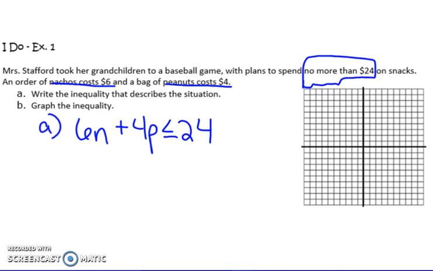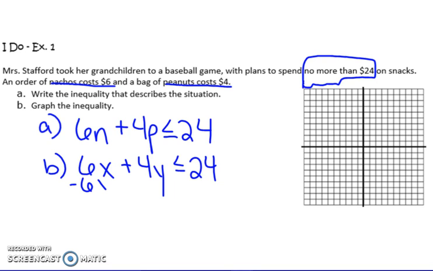Now, if we think about standard form, x always comes first. So to be able to graph this, we're going to change this to 6x plus 4y is less than or equal to 24. And x is always going to come first, so if you use different letters to write the initial problem to help you visually, that's fine. Just make sure when you convert it to slope-intercept form, you change it to x and y.